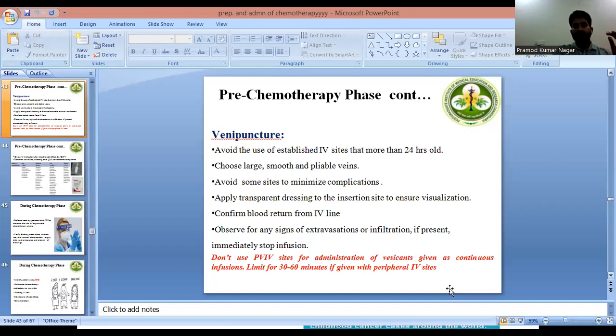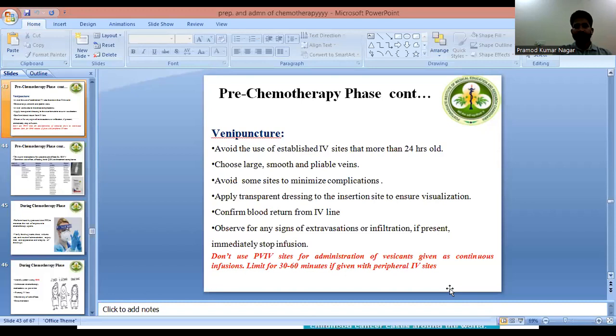Choose a large, smooth, and palpable vein. Avoid some sites to minimize complications, especially the joint site. Apply a transparent dressing to the insertion site to ensure visualization. Confirm blood return from the IV line. Observe for any sign of extravasation or infiltration. If there is any sign of extravasation or infiltration, immediately stop the infusion.